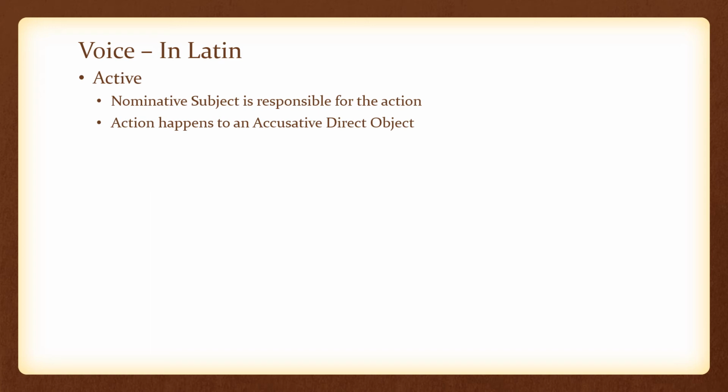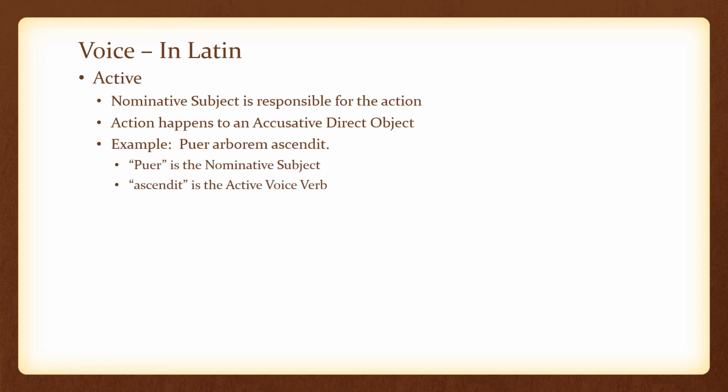Now let's talk about voice in Latin. In the active voice, the nominative subject is responsible for the action. The action happens to an accusative direct object. For example, puer arborem ascendit. Puer is the nominative subject, ascendit is the active voice verb, and arborem is the accusative direct object. This is the same sentence we had on the previous slide, just in Latin. The boy climbs the tree.